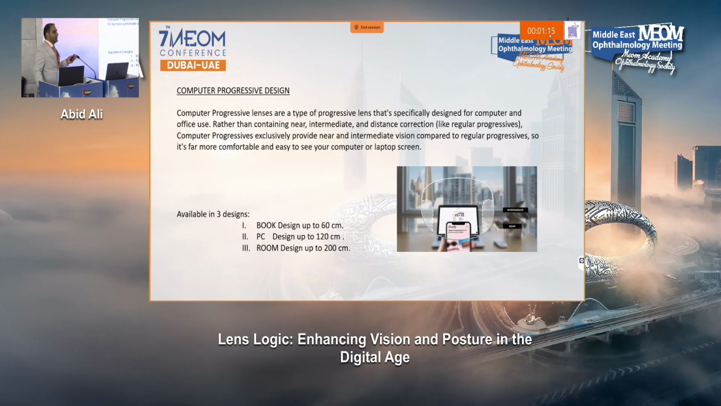Normally, computer lenses are designed without the distance part. They have only the intermediate part and then the reading part. Because of the reduced distance vision, it's giving you a wider field of vision, more comfortable vision, allowing you to sit relaxed and reduce your poor posture also. They are available in 3 designs normally, according to the working condition and need of the individual: book design, and then PC design, which is designed with the distance you need to work with.